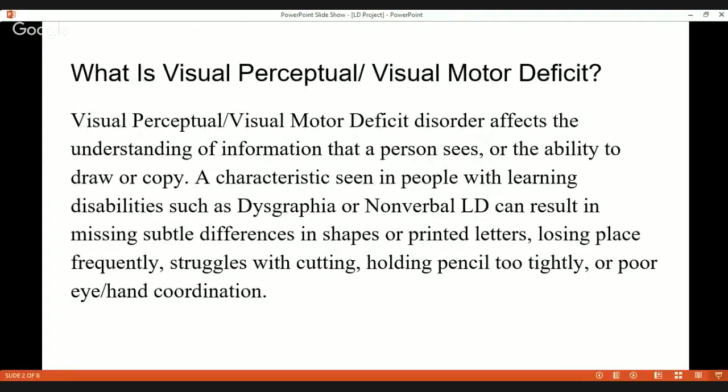What is visual perceptual visual motor deficit? It's a disorder that affects the understanding of information that a person sees or the ability to draw or copy. Characteristics seen in people with learning disabilities, such as dysgraphia or nonverbal LD, can result in missing subtle differences in shapes or printed letters, losing place frequently, struggling with cutting, holding a pencil too tightly, or poor hand-eye coordination.